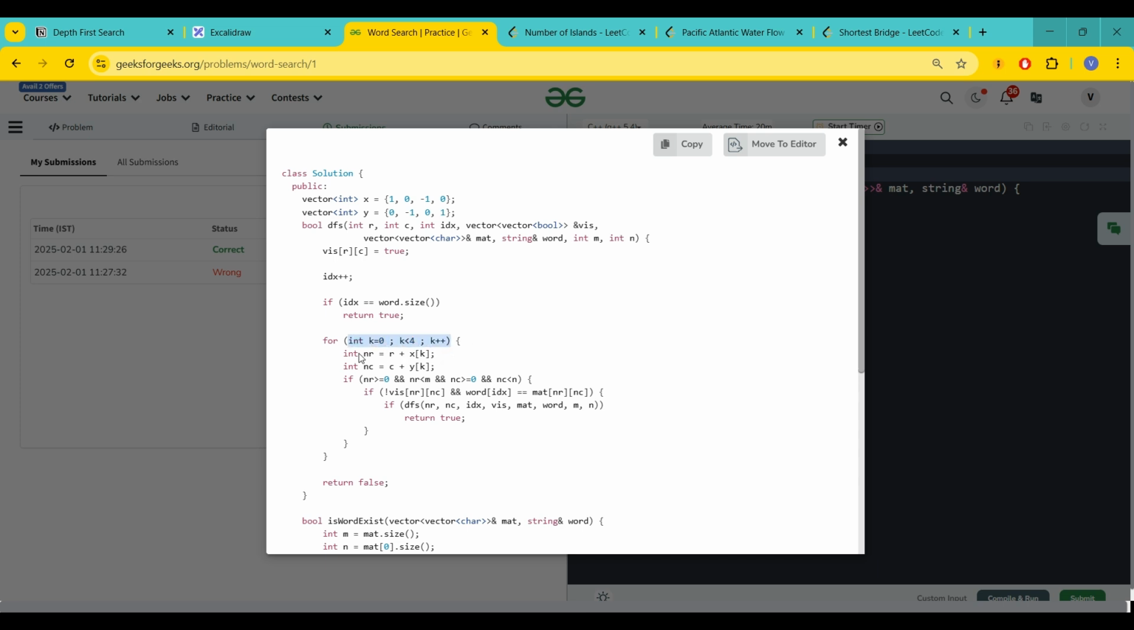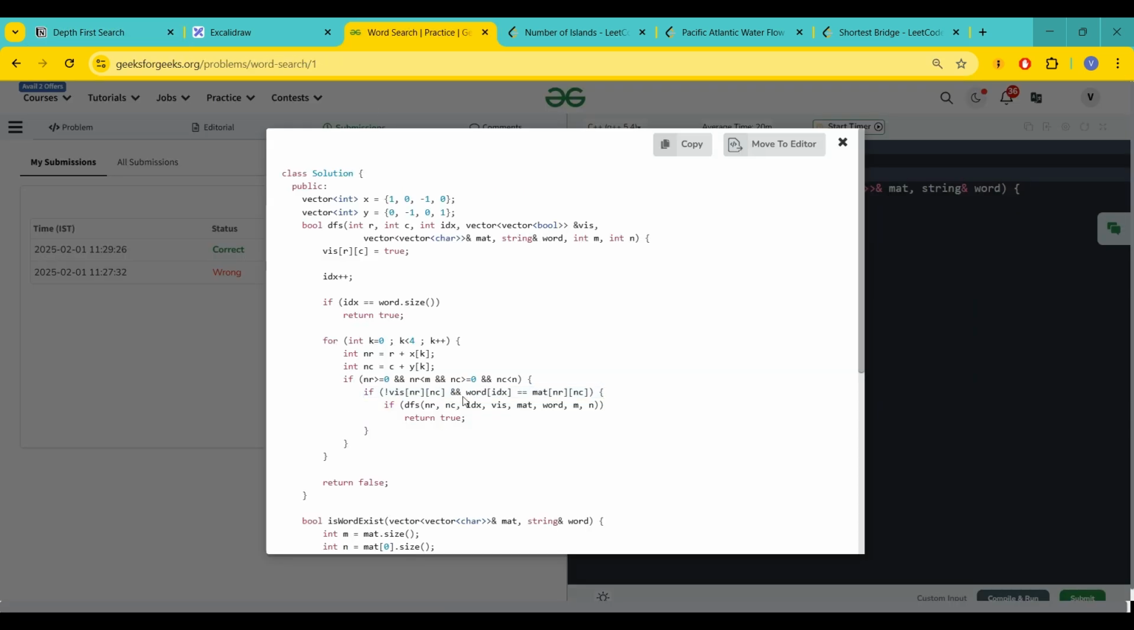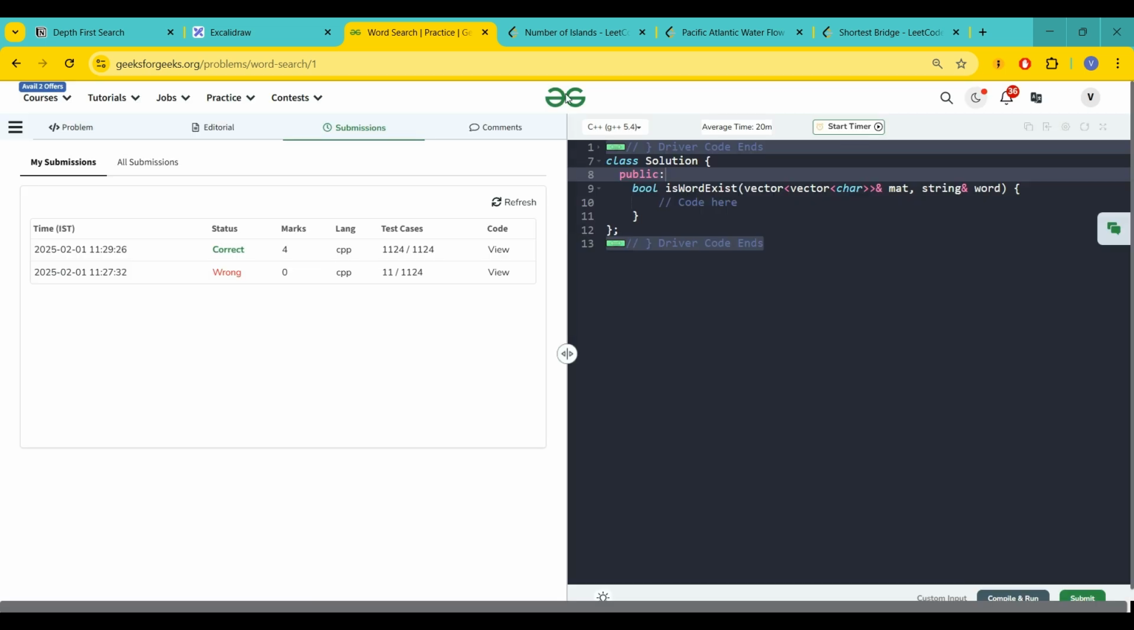I iterated over the four directions, calculated the new row and new column based on the directions, and again, if not visited, as mentioned here, then only we carry DFS in the further nodes. This programming logic is according to the question, so there will be minor changes with respect to the question, but overall the template remains the same. So this is the word search problem, which is today's problem of the day on the Geeks for Geeks platform.